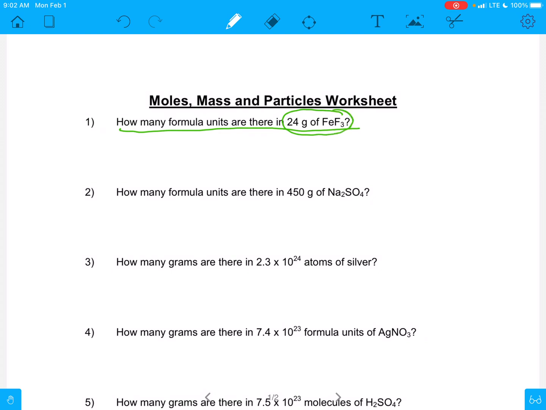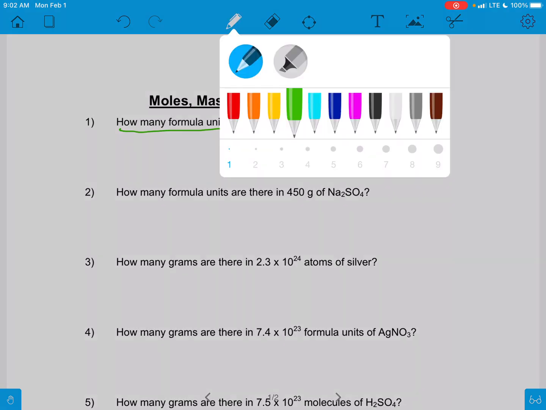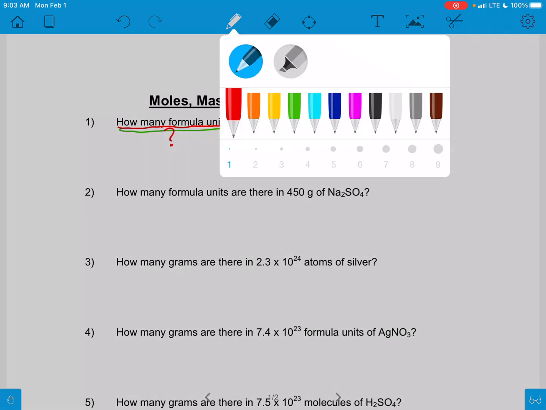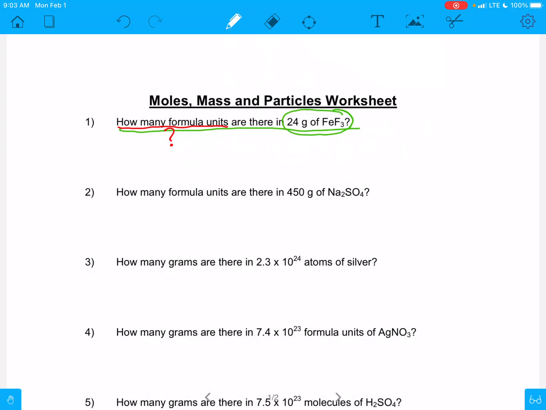And then on this, how many formula units? Well, I would underline that, so let's make it a different color to show that we underline it. I would underline this, how many formula units, and I would put a question mark underneath that. This is where I am, 24 grams, and this is where I'm going, how many formula units. So let's go ahead and set this up here. You always start with what you're given.